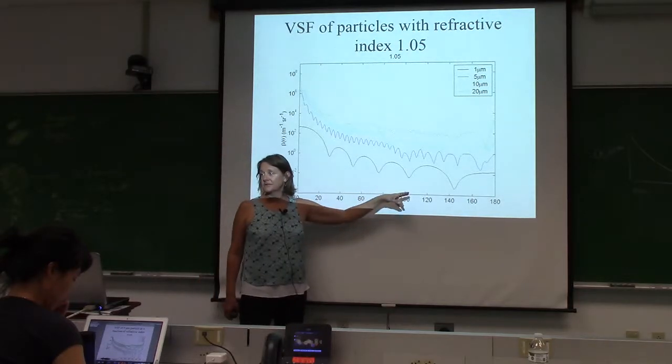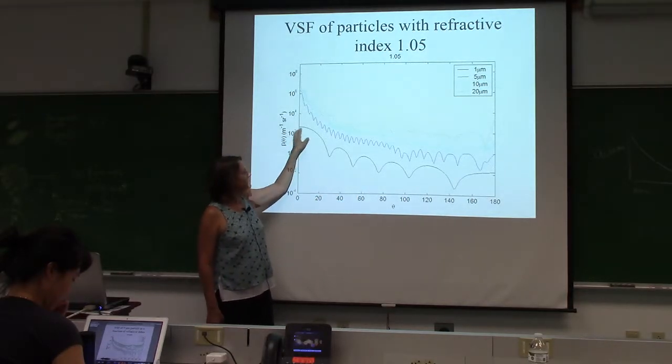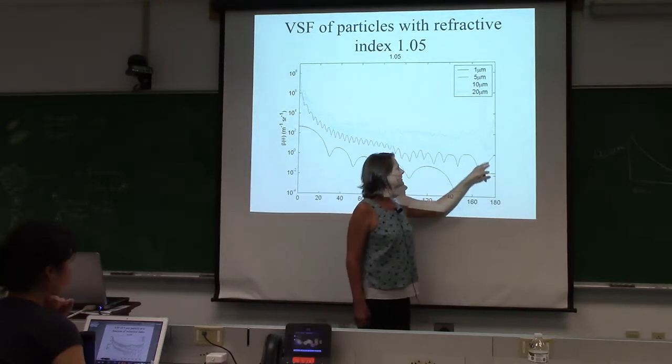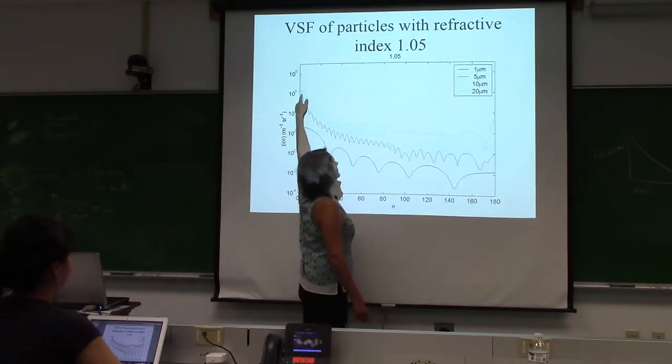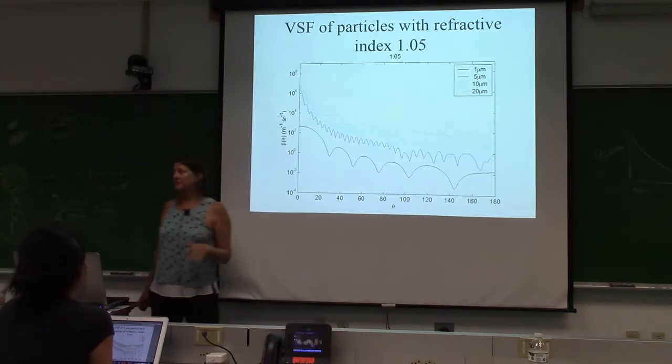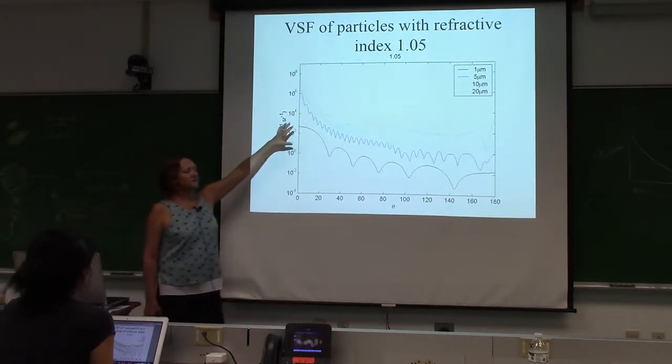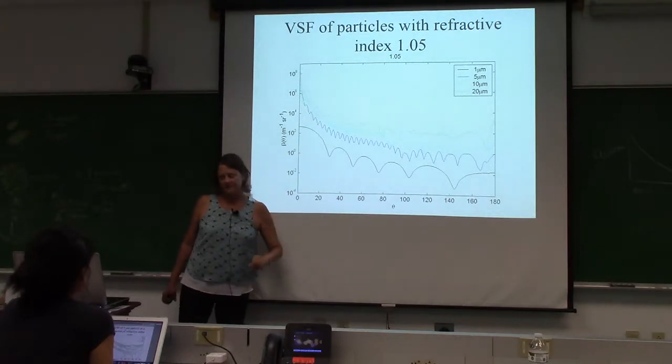The oscillations are really different. Also, if you smooth out the peaks, the shapes of the curves are very different, right? So particle size has a really big impact on the scattering, particularly in the forward direction.